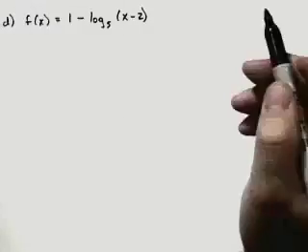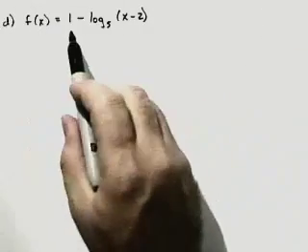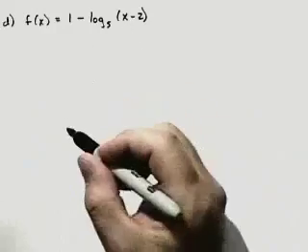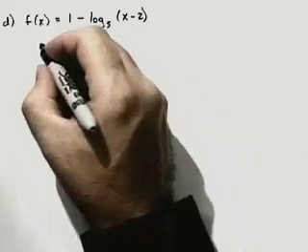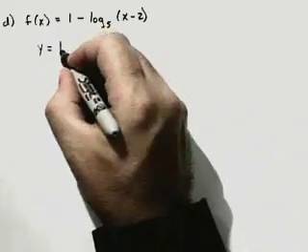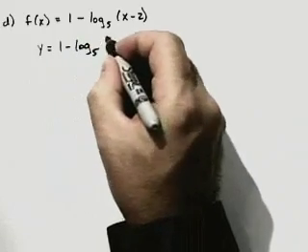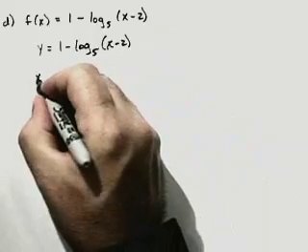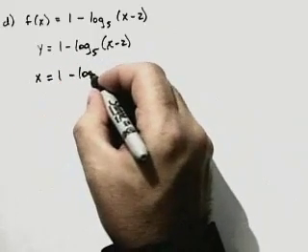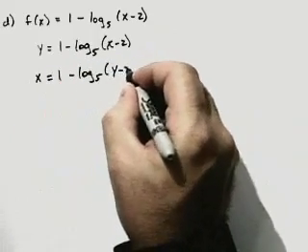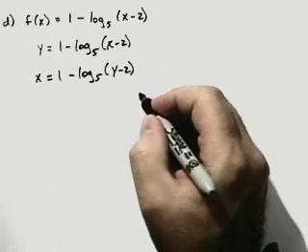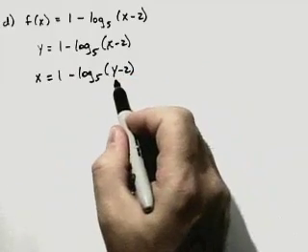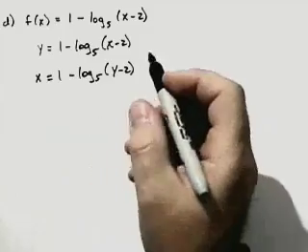Now that we've looked at the graph of our logarithmic function, we'll shift our attention to finding the inverse of the function. We were given the function f of x equals 1 minus log base 5 of x minus 2. To find the inverse, we'll first write y equals 1 minus log base 5 of x minus 2. We'll interchange our variables and write x is equal to 1 minus log base 5 of y minus 2. And this will implicitly define the inverse function. Our goal is to now solve for y to explicitly define it.